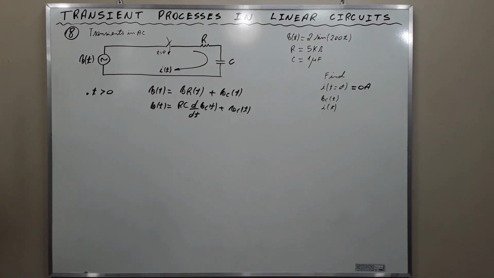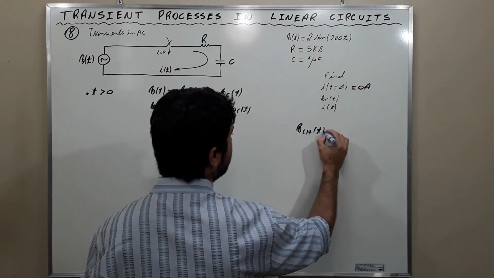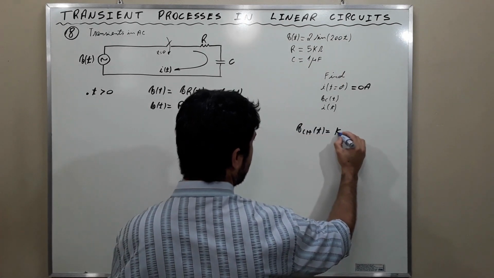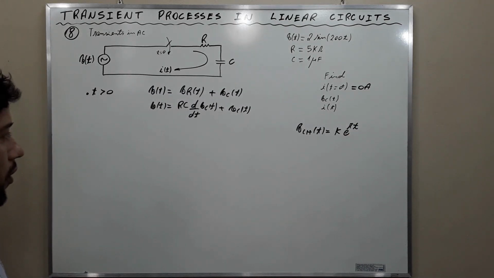And the general solution of this differential equation has a homogeneous part and a particular part. The homogeneous solution is of the sort Vch of t is equal to k e raised to the power of RT.